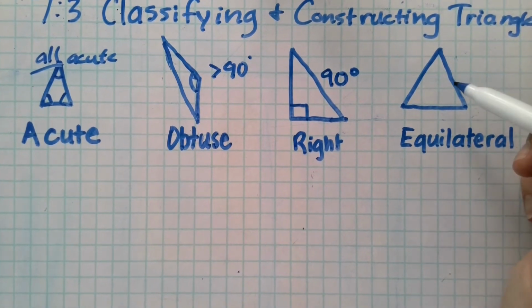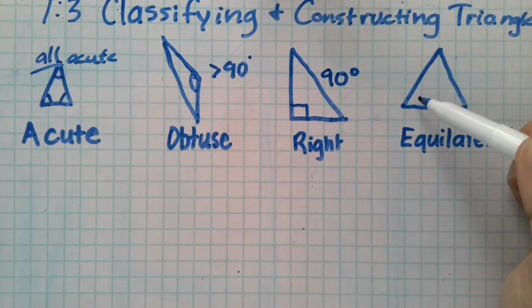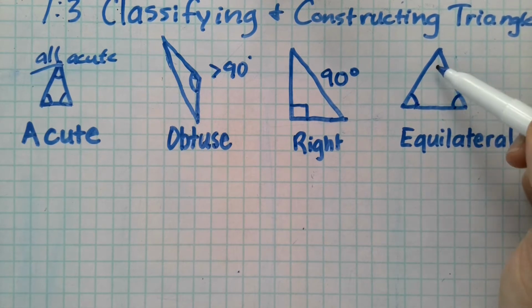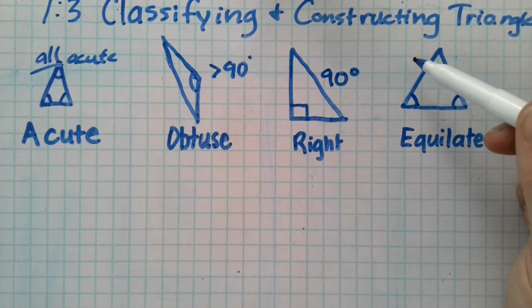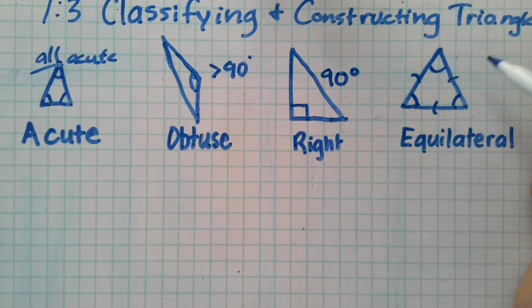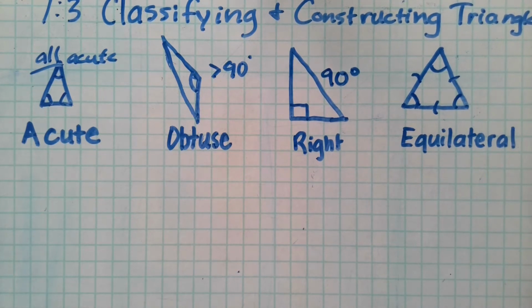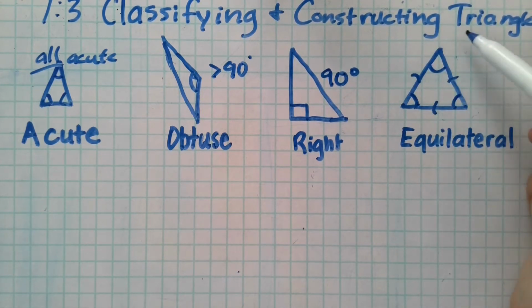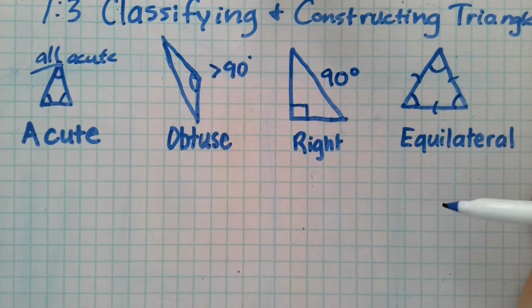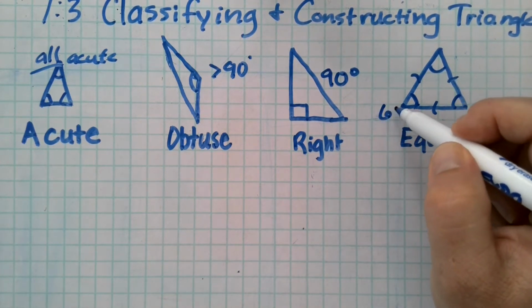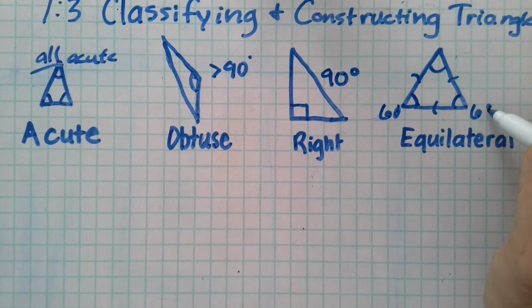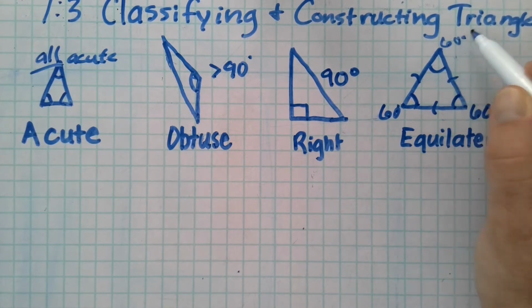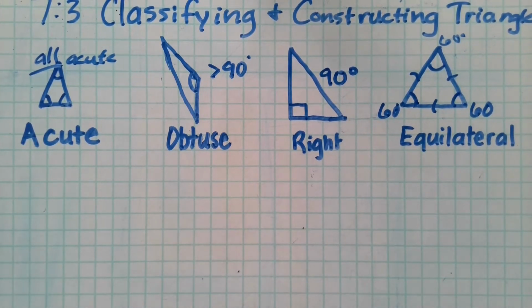This final one has to be my favorite. It's equilateral, meaning all the angles are the same and all the side lengths are the same. So it's easy peasy, and we know the sum of the interior angles of a triangle adds up to 180. So we know this angle is 60 degrees, this is 60 degrees, and this is 60 degrees. Equilateral triangles are pretty awesome.